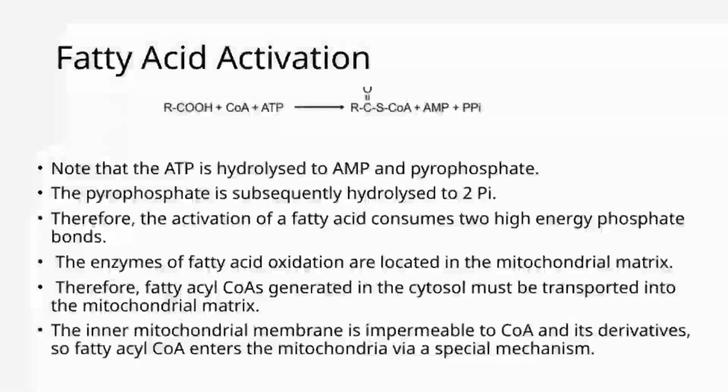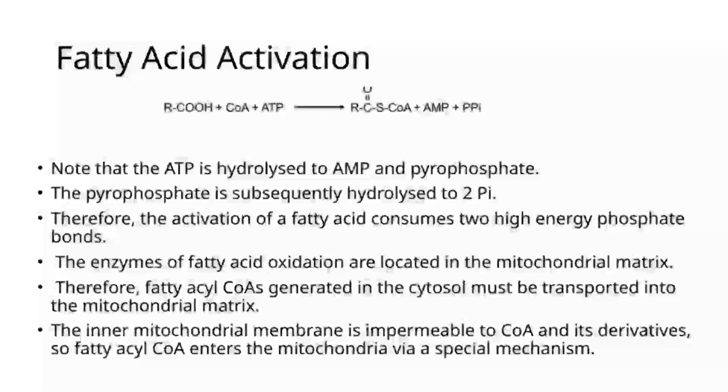Now, the enzymes responsible for fatty acid oxidation are located in the mitochondrial matrix, which is the powerhouse of the cell where these reactions happen. Since fatty acyl-CoAs are generated in the cytosol but need to be processed inside the mitochondria, they must be transported across the mitochondrial membranes. The inner mitochondrial membrane, as you might know, is impermeable to CoA and its derivatives, so they can't just diffuse through.